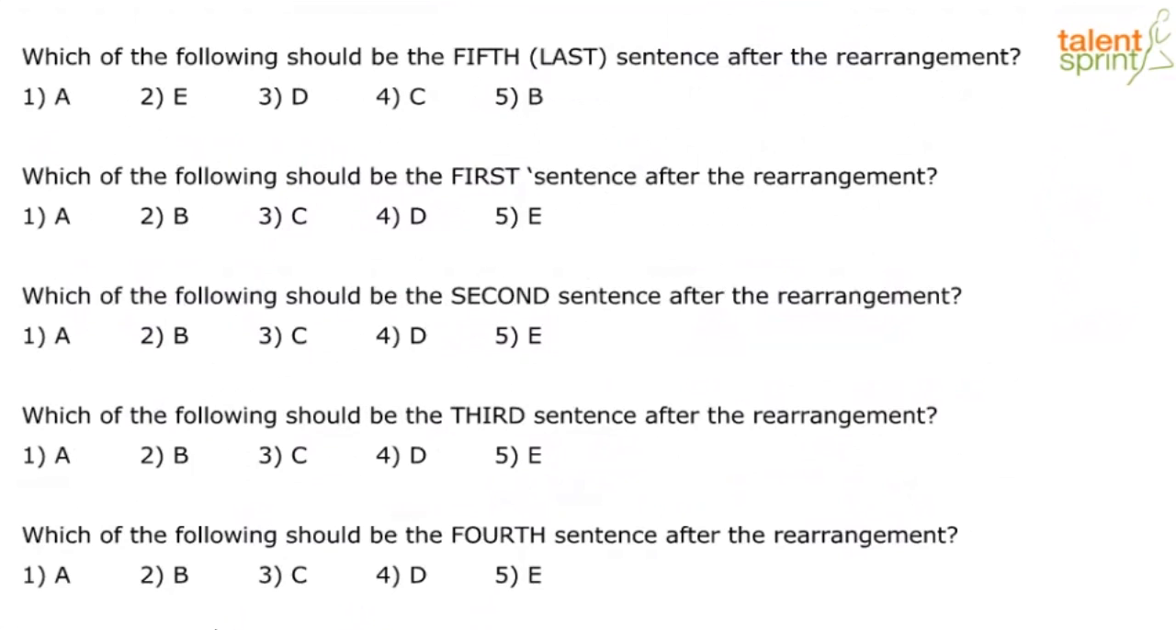So let's answer the questions. I'm going to put it up here again. E, A, C, B, D. Which of the following should be the fifth sentence? It's D. Which of the following should be the first sentence? Is E. Second sentence is A. Third sentence is C. And fourth sentence is B. So your answer is D, E, A, C, B.